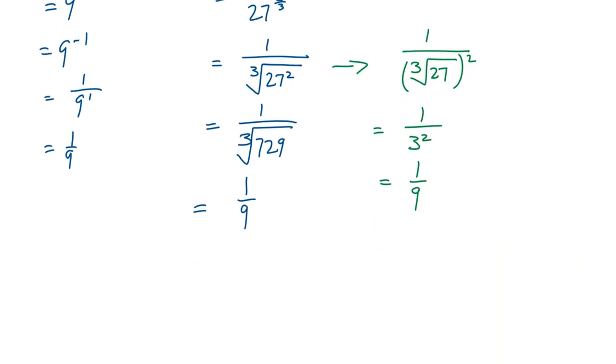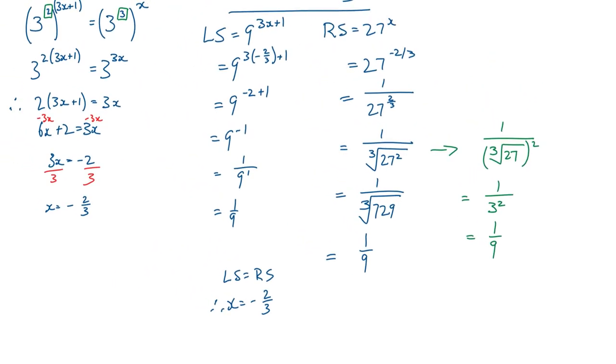Okay, so either way, we got them balanced. So negative 2/3 was the correct answer. Okay.